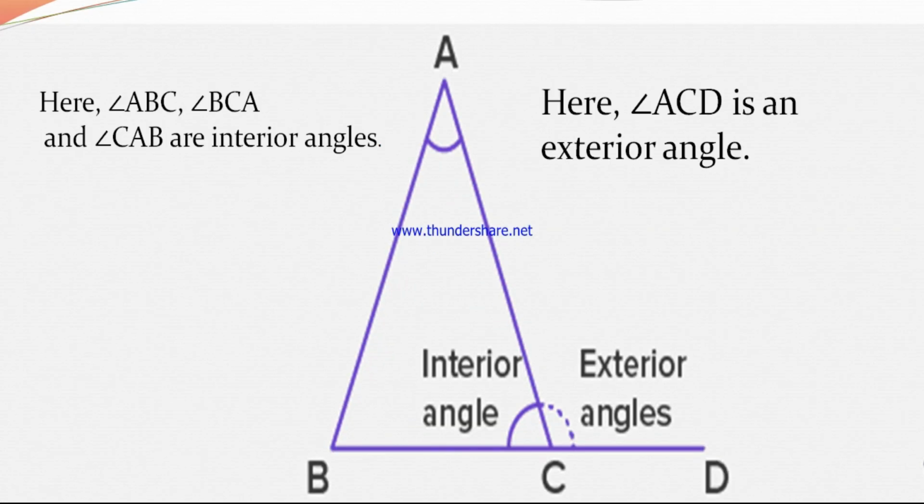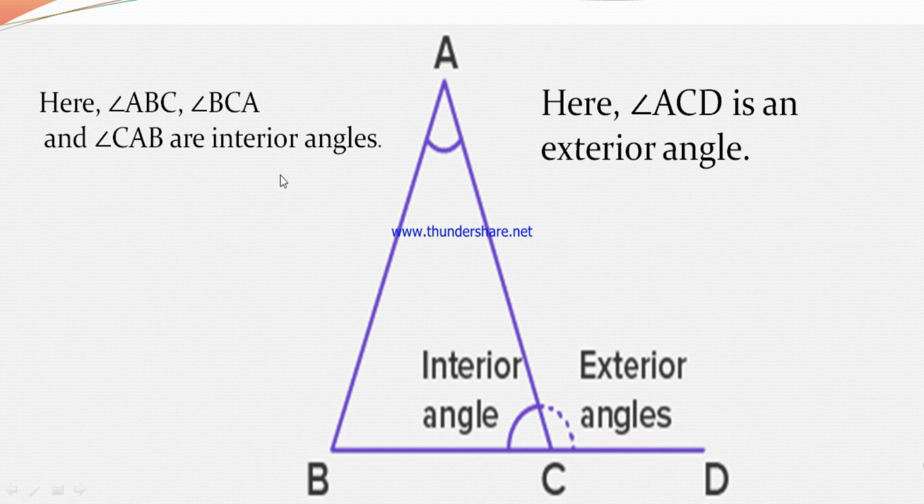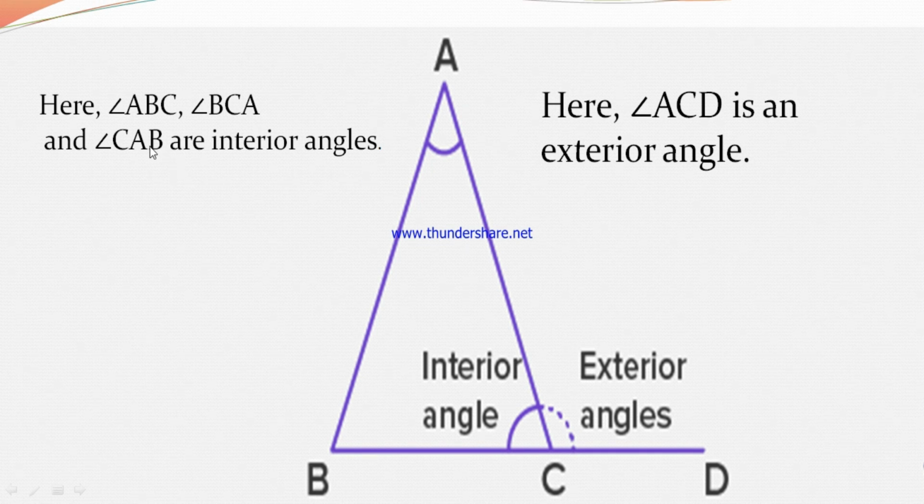This is a figure of interior and exterior angles. Here, angle ABC means angle B. Angle BCA means angle C, and angle CAB means angle A. These are the interior angles. These three angles are interior angles because they are inside of the shape.